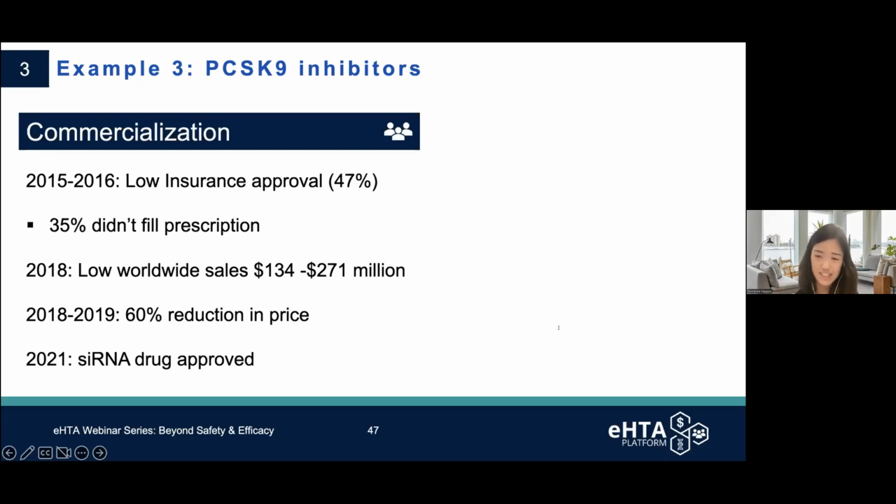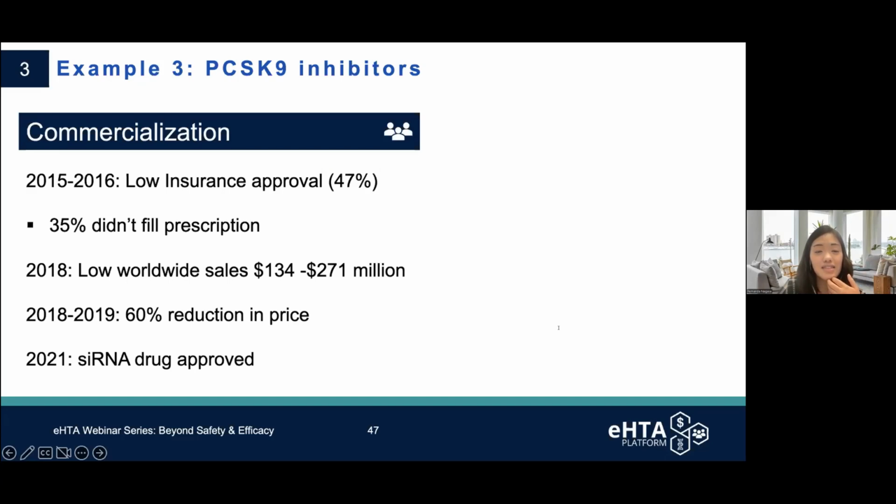And in some cases, patients would also have to share the costs to access the medication. For example, in the first year on the market, one study found that only 47% of patients who submitted claims to insurance companies got approved. And out of those who got approved, 35% didn't even initiate treatment because they had to share costs and they thought it was not worth it.